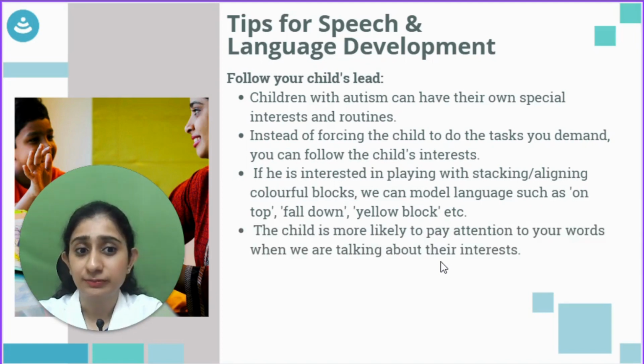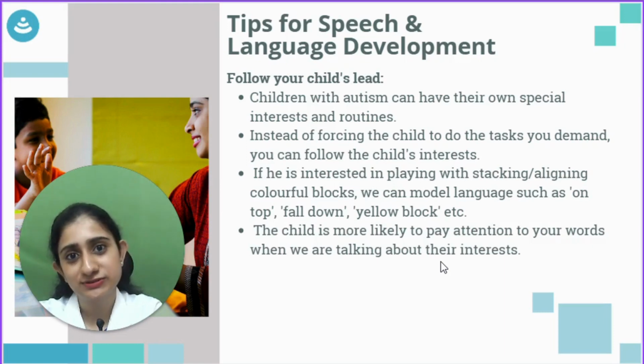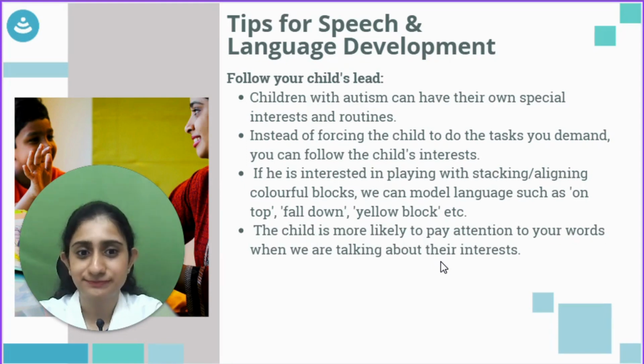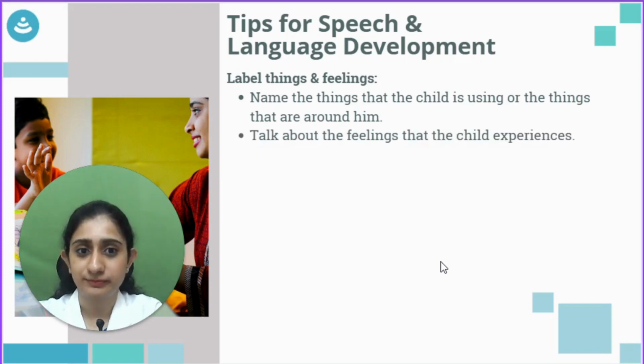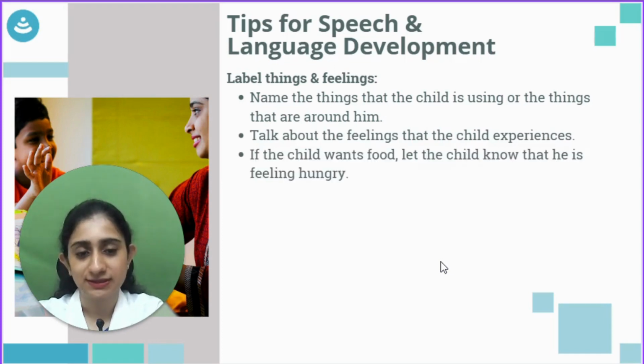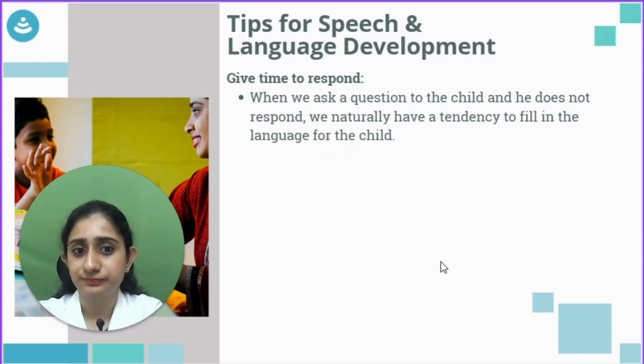Now here, remember, modeling of the language is done based on whether the child is an analytic processor or a gestalt language processor. The child is more likely to pay attention to your words when we are talking about their interests. Label things and feelings. So name the things that the child is using or the things that are around them. Talk about the feelings that the child experiences. If the child wants food, let the child know that he is feeling hungry.